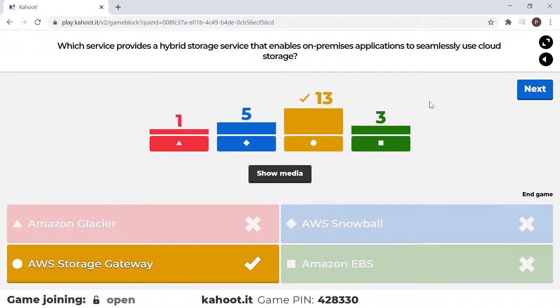Yeah, most of you got it right, which is AWS Storage Gateway. A Snowball is used to transfer data from your on-prem to AWS. It's not able to seamlessly access the data from there. Glacier is an archive data solution, and EBS are mainly volumes that can be attached to EC2.